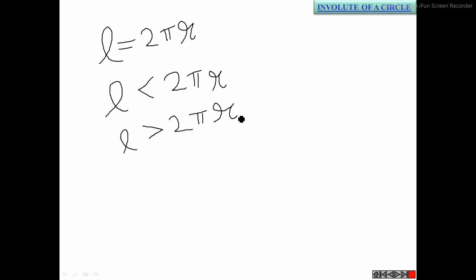circle. And the third case is you have a thread, you have wrapped a thread, but some portion of the thread is left to be wrapped. That means length of the thread which you are wrapping it on a circle, that length is more than the circumferential length of the circle. So for all these three cases, we need to generate involute profile. Is it clear, these three cases?